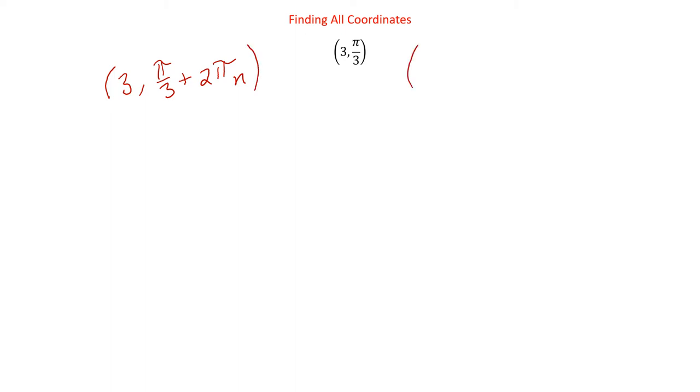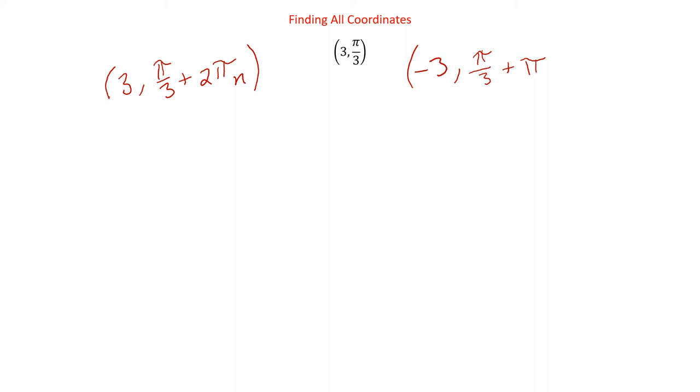But we could also have a radius of negative 3. Where would we get that one? Well, we'd have to be on the opposite side of the circle, a full 180 degrees away, which means it would be negative 3 comma pi over 3 plus just 1 pi would get us there. And that's just for that one point.